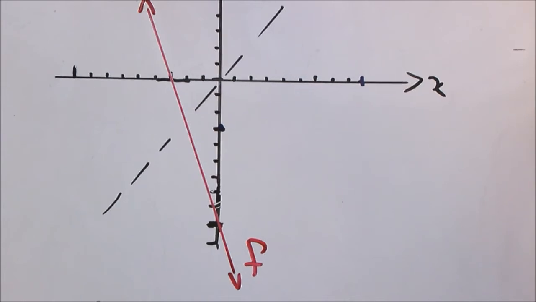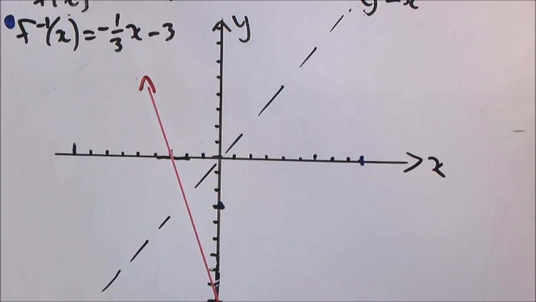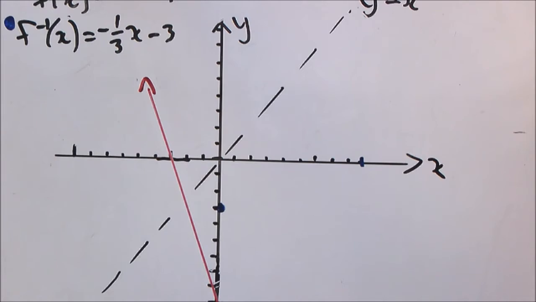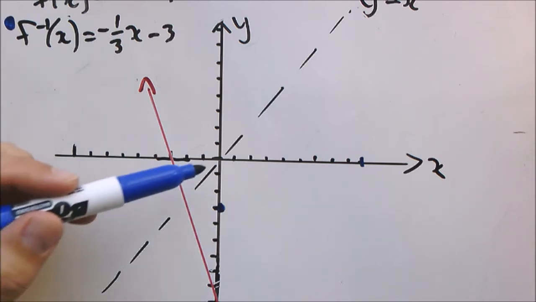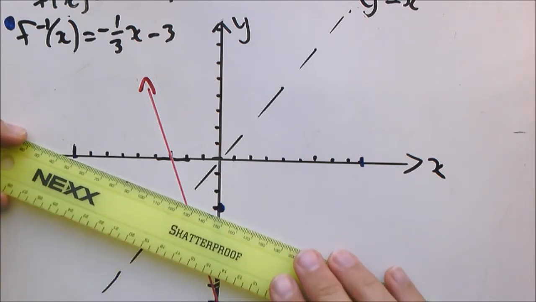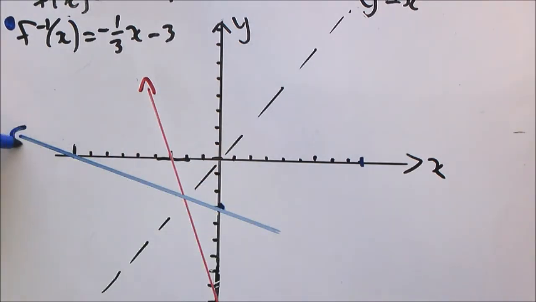Now to draw the inverse function, you will see its y-intercept is negative 3, and it has a gradient of negative a third. So if you do your calculations and use the rise and run method, you will see that its x-intercept will be negative 9. So this is our inverse function.